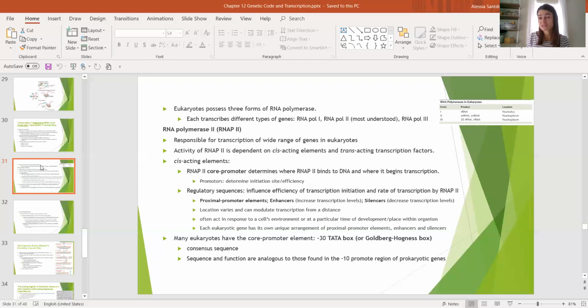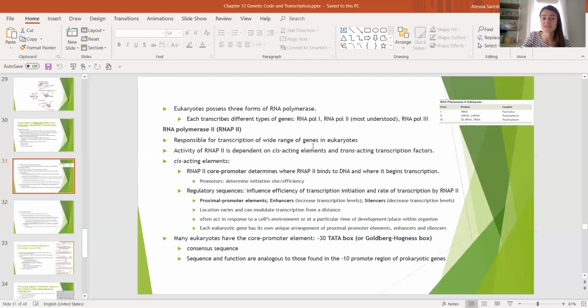Usually RNA polymerase 1 transcribes genes that encode for rRNA, the RNA that is necessary for ribosomes. RNA polymerase 2 is the most understood, and it helps transcribe the majority of the genes that we have, the ones that become mRNA and then encode proteins. And then we have RNA polymerase 3, which makes some rRNA and transcribes some RNA and actually tRNA. So RNA polymerase 2 is responsible for the transcription of a wide range of genes in eukaryotes, predominantly the genes that encode actual proteins. You guys know that sometimes genes don't encode proteins. Sometimes genes just encode rRNA or tRNA. That's when we have RNA pol 1 and RNA pol 3 working.